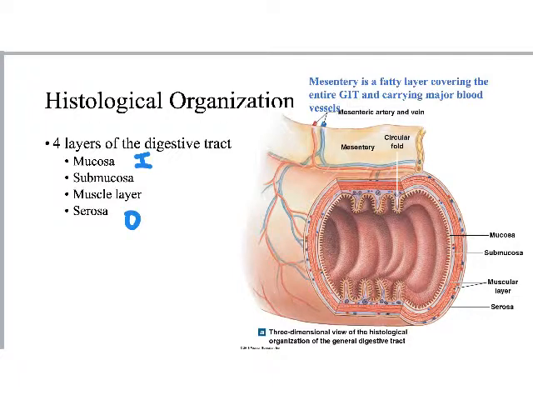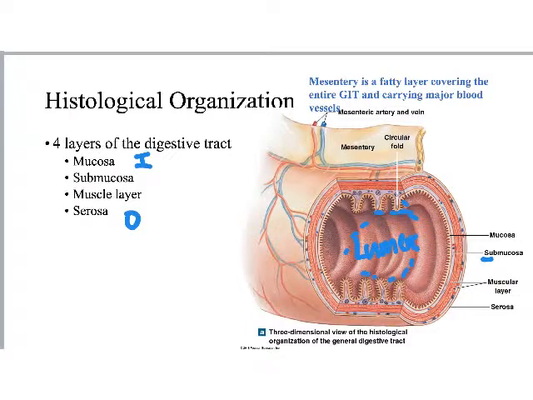Underneath that, you have the next layer, which is called the submucosa. Remember, sub means underneath, like a submarine, right? It submerges, it goes underneath. So mucosa on the inside. The inside of the tube, we call that the lumen. So the part that's closest to the lumen is the mucosa. Just deep to the mucosa will be the submucosa, which I think should be easy to remember.